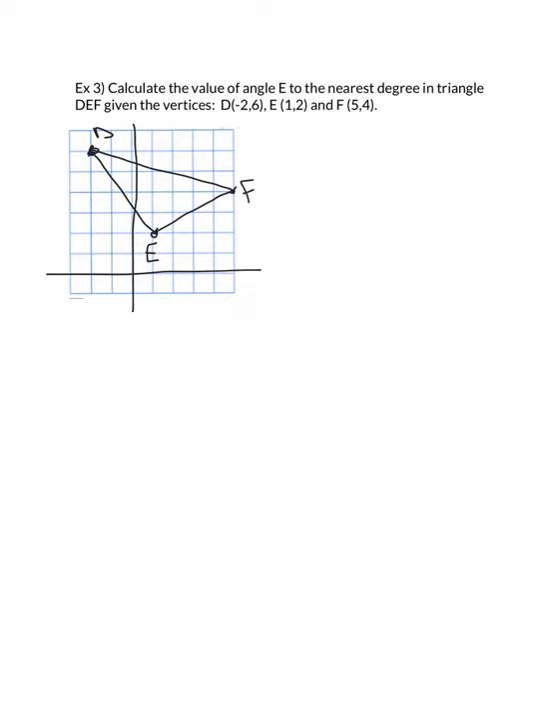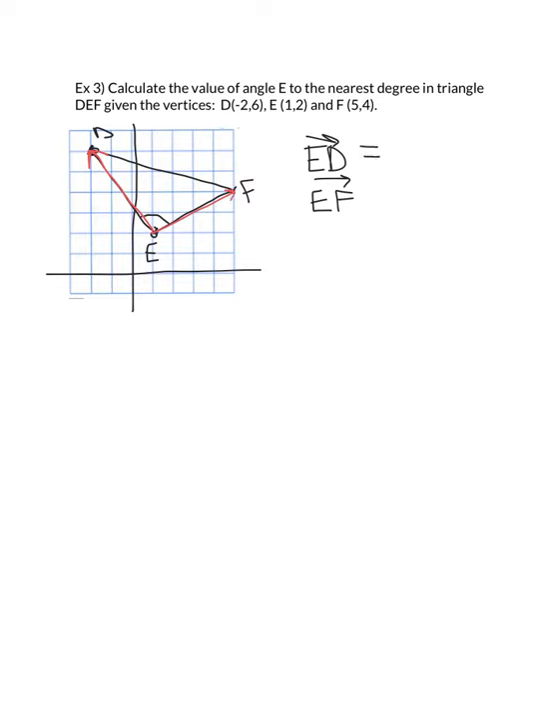So example 3 says, calculate the value of angle E to the nearest degree in triangle DEF given the vertices D, E, and F. So I quickly drew in a little sketch here. I know that I'm looking for this angle right here. I also know that in order to do this, I need to come up with some vectors. So I need to come up with vector ED. I'll just use red, I guess. And then I need to come up with vector EF as well. So remember, these need to be tail to tail, which is why E is first in both of these.